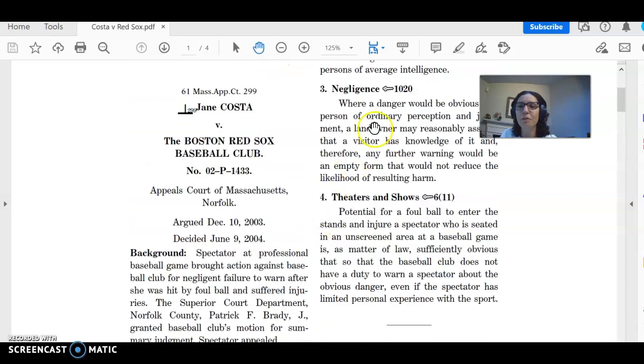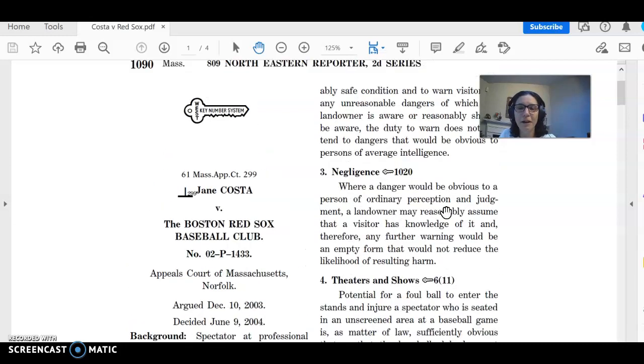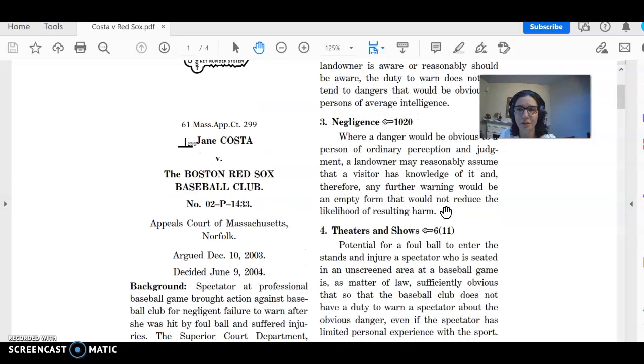And then if you keep going, we get negligence, the same number, and then a totally different descriptor, theaters and shows, and a key number, and yet another number. These numbered paragraphs are called headnotes. New vocabulary word for you. As I mentioned in the last class, these headnotes are written by editors for the publishing system.